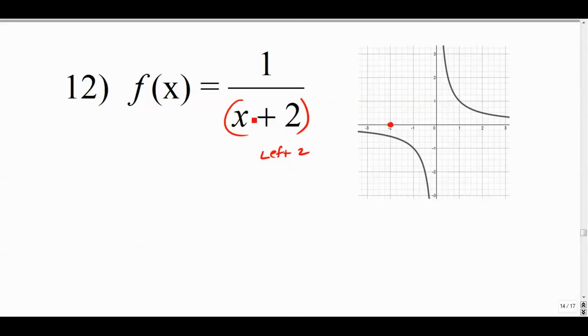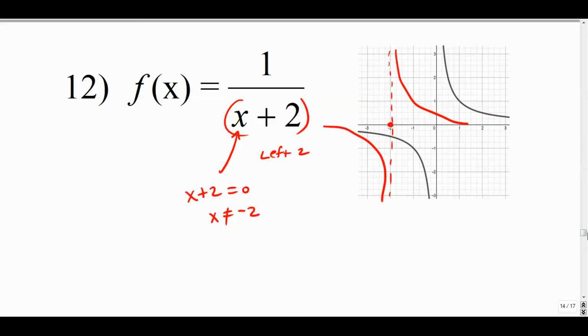If you can remember some of the domain stuff we've been talking about, x is in the denominator, and the denominator can't be 0. So x plus 2, if it's equal to 0, -2 is the culprit. All right, so that's where we have this vertical asymptote right here. So this graph is just going to be translated left 2.